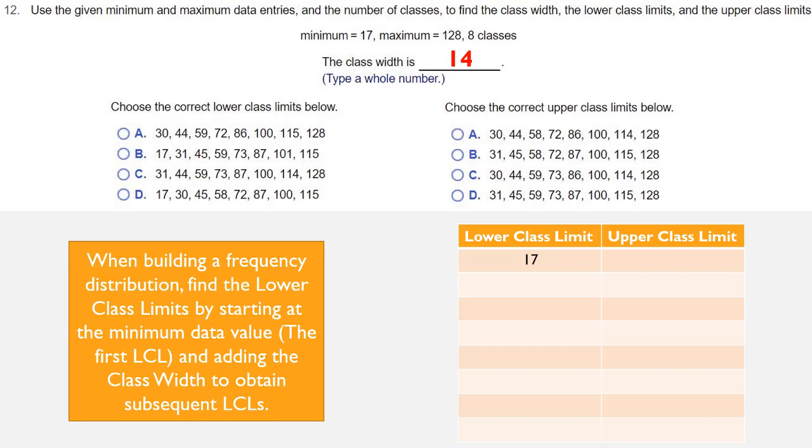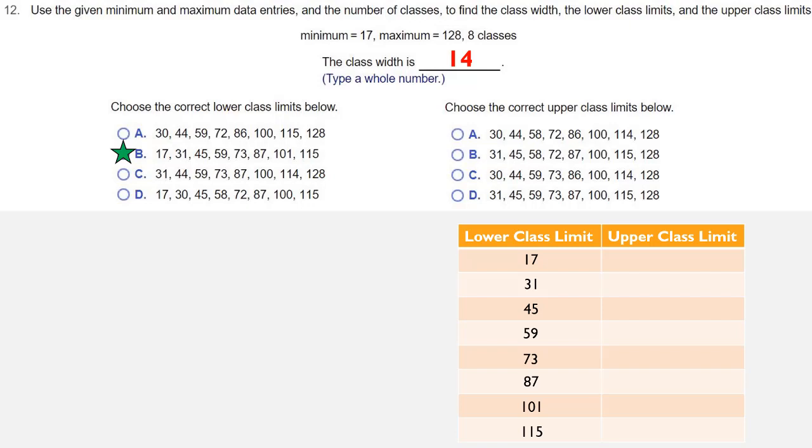So 17 plus 14 is 31. We add 14 again, and we get 45. Add 14 again, and we get 59. 14 again gives us 73. Then 87. Then 101. Then 115. So those are your lower class limits, which gives us an answer of choice B for the lower class limits.